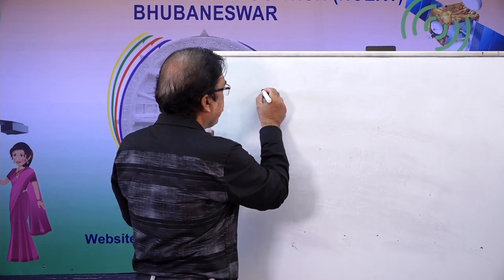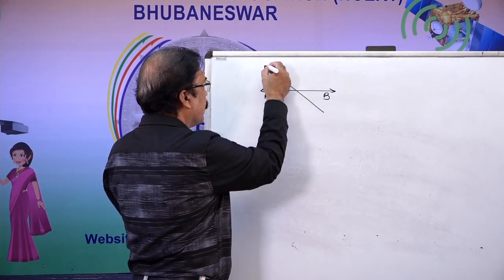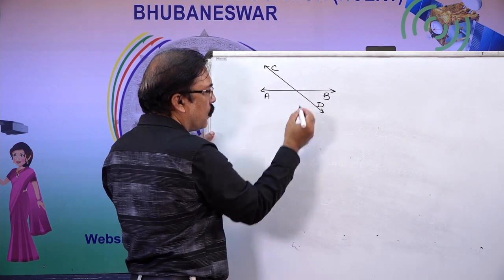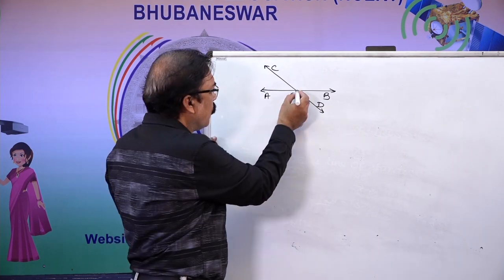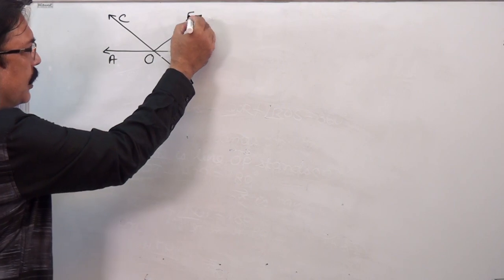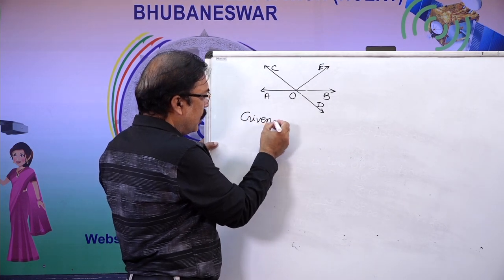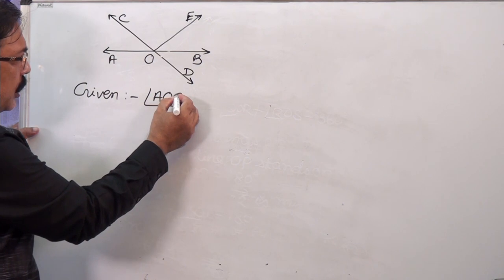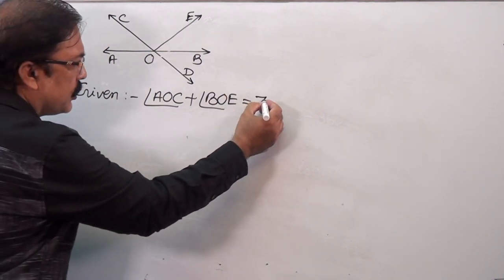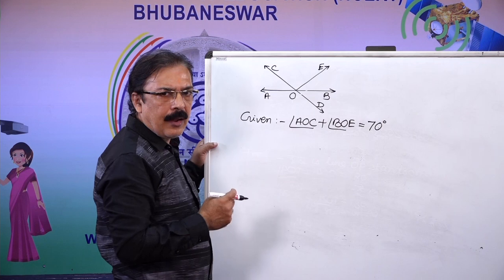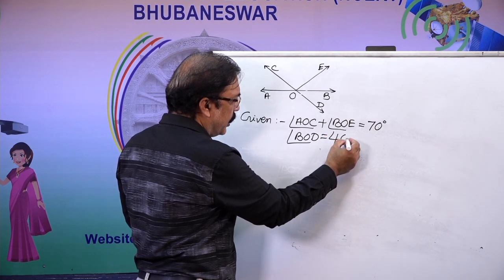Here AB and CD are two straight lines intersecting at O. OE is a ray on it. Then, what is given? Given angle AOC plus angle BOE is equal to 70 degree. And angle BOD is equal to 40 degree.